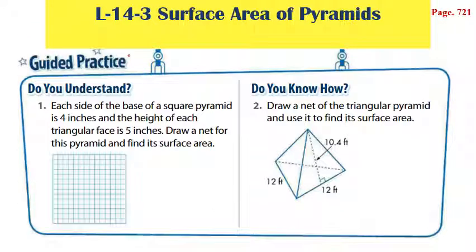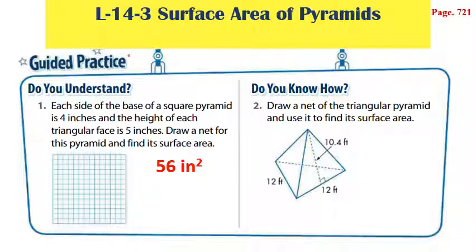Now guided practice, first part. Do you understand? Question number 1. Each side of the base of a square pyramid is 4 inches and the height of each triangular face is 5 inches. Draw a net for this pyramid and find its surface area. What is your answer? Very good.